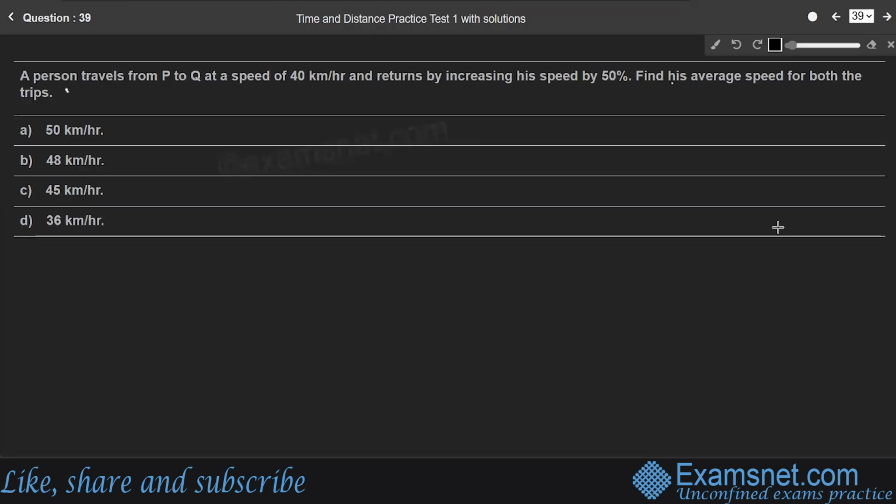Question 39. A person travels from P to Q at a speed of 40 km per hour and returns by increasing his speed by 50%. Find his average speed for both the trips. Here a person is moving with some speed, which is 40 km per hour, and he reaches point Q, and he comes back to the same position P with a different speed, by increasing his speed by 50%.